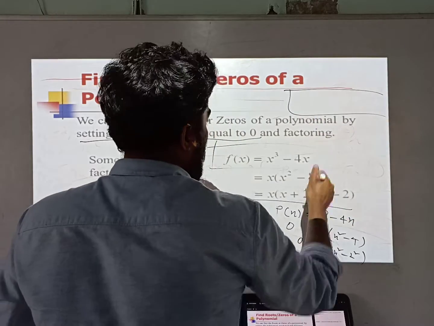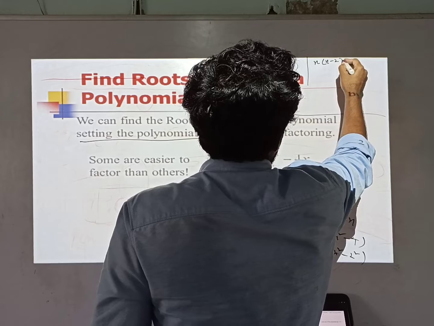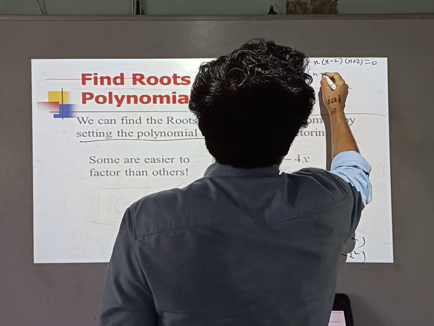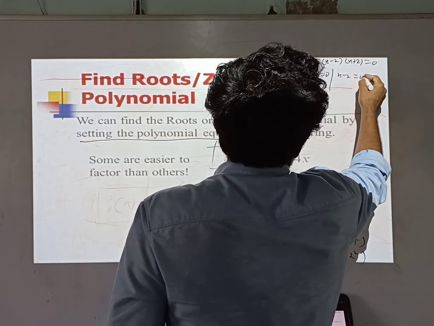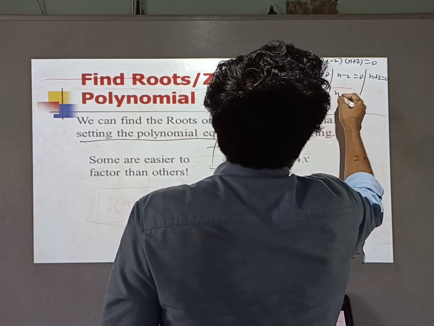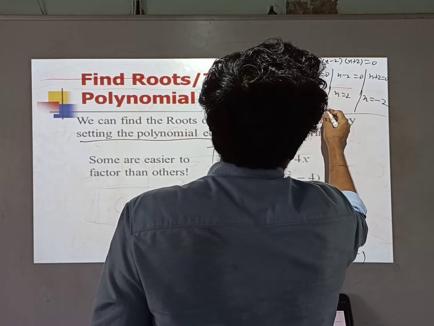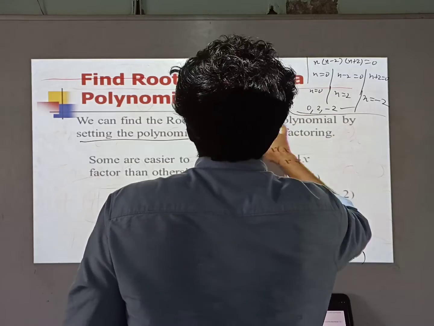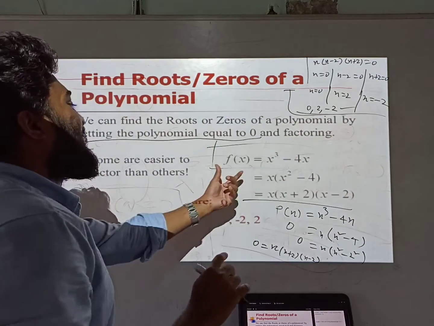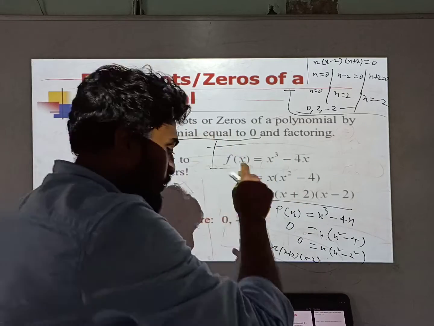So I can write now x into (x minus 2) into (x plus 2) equals 0. So first x equals 0, then x minus 2 equals 0, and then x plus 2 equals 0. Thereby x equals 0, x equals 2, x equals minus 2. So 0, 2, minus 2 are the zeros of this polynomial. So what you need to do is, first factorize and put that expression which is given equals to 0.